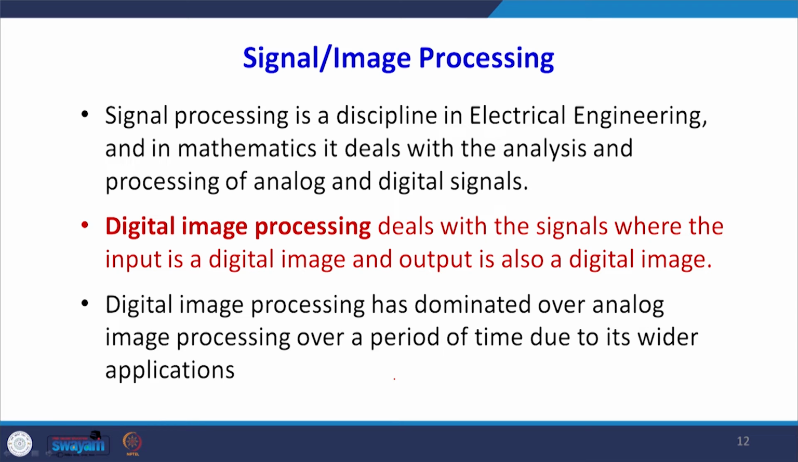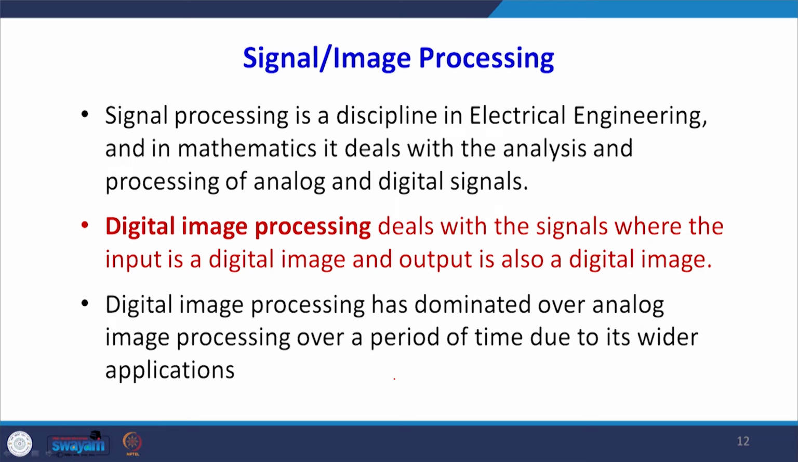Now, this signal or image processing: the analog signal is converted, transferred into the form of the image. So, there are two terms here, signal processing and image processing. Normally the electrical engineers are doing more of the signal processing. There is the discipline which is more related with them. It deals with the mathematics, analysis and processing of those signals. But when we are talking of digital image processing, it deals with the signal where those analog signals have been converted into the form of the digital image. Input is digital image, output is digital image.